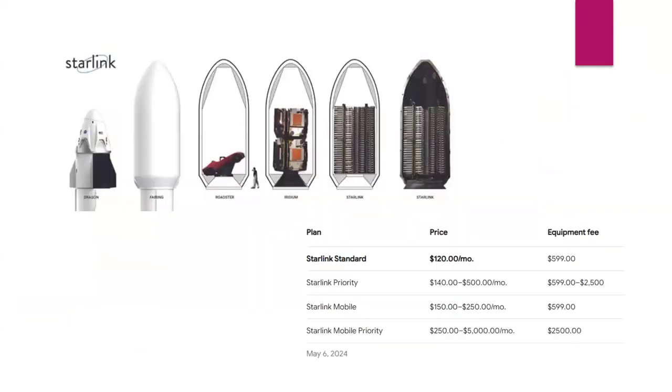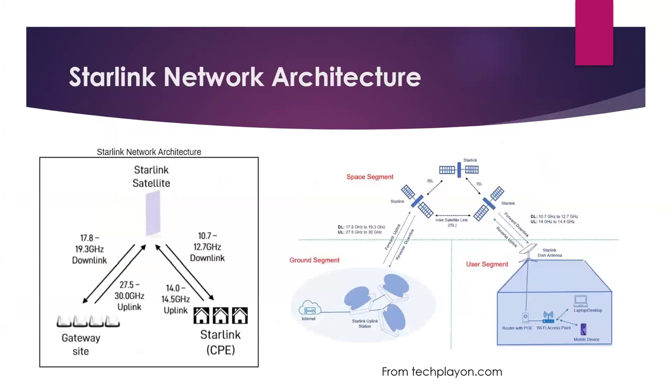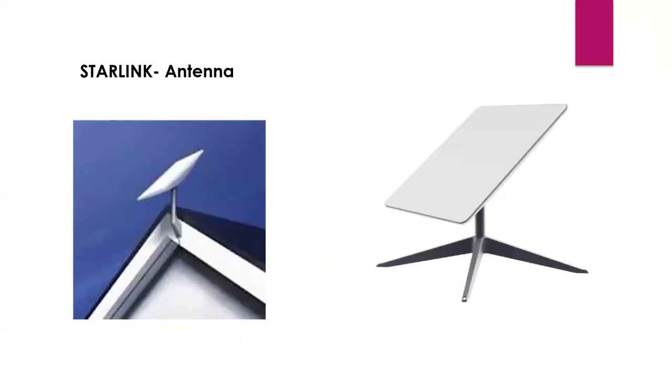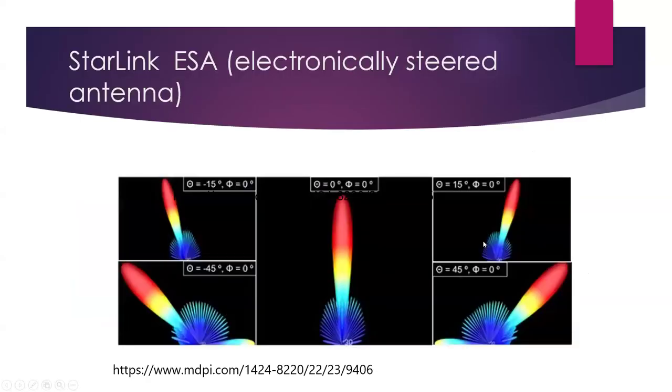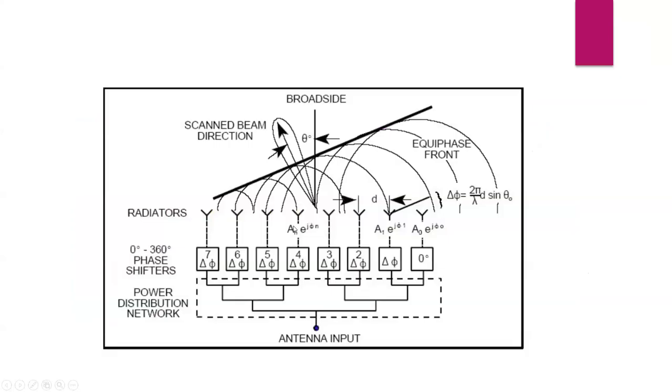Now, here we have the architecture. This is what the antenna looks like. You have to point it in a certain direction, but then the antenna has a beam that basically steers and picks up the different satellites as they move on. So it's a nice beauty. This is how the electronically steered antenna works. This is a typical phased array.